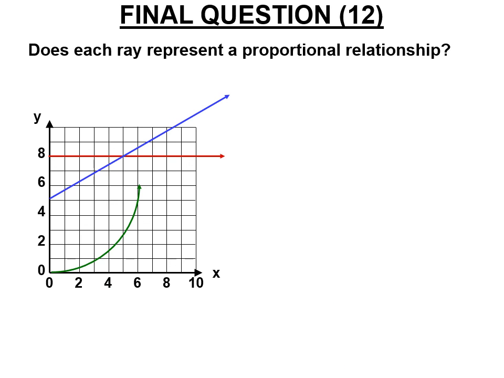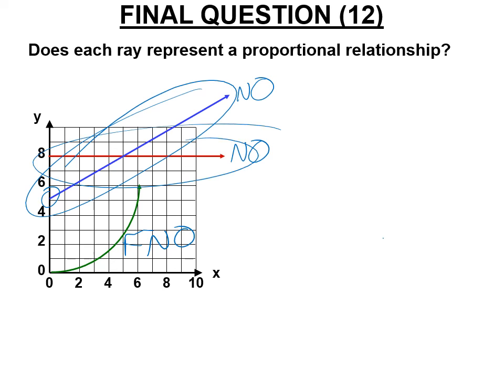Does each ray represent a proportional relationship? The blue one does not go through 0, 0, no. The red one does not go through 0, 0. It has a slope of 0, but it doesn't go through 0, 0, so no. And the green one also no, because it's not straight. All of those are not proportional relationships. We did graph like the red and blue ones. They have different equations, but they are not proportional.